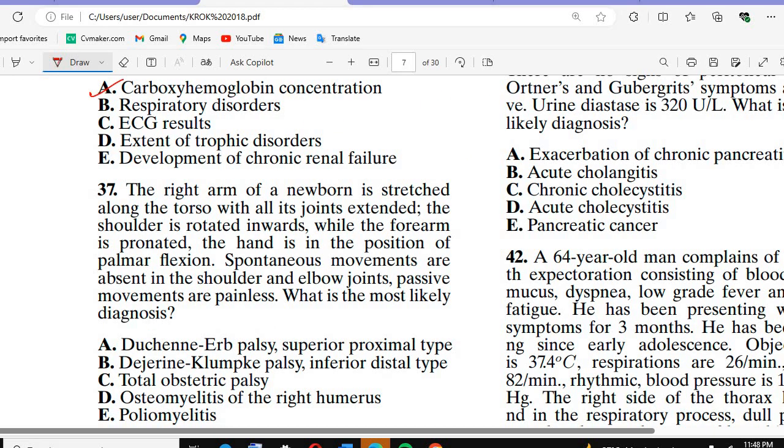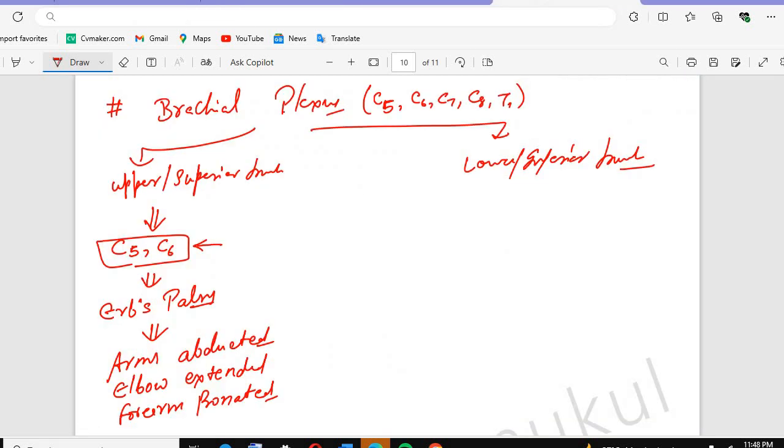In the question itself we have the forearm is pronated, the shoulder is rotated inward, the head in the position of palmar flexion. So what you will see, remember that the arm is abducted, the elbow extended, and the forearm is pronated. So we call this the doll's arm appearance. So remember again, repeat it again, arm abducted, elbow extended, forearm pronated.